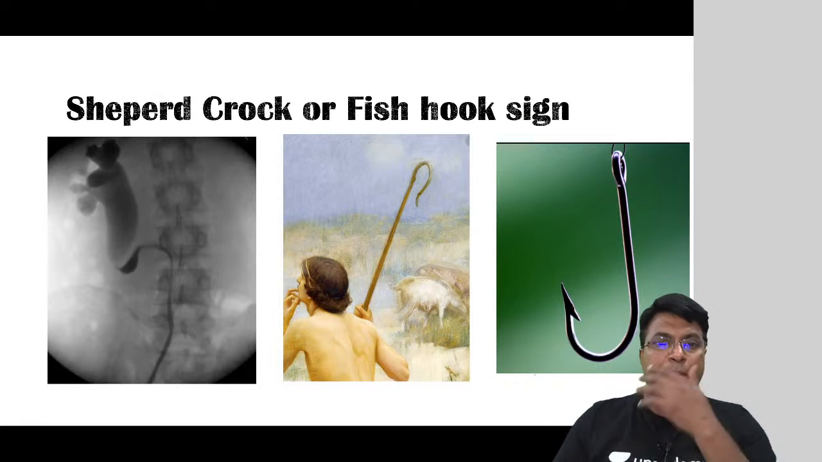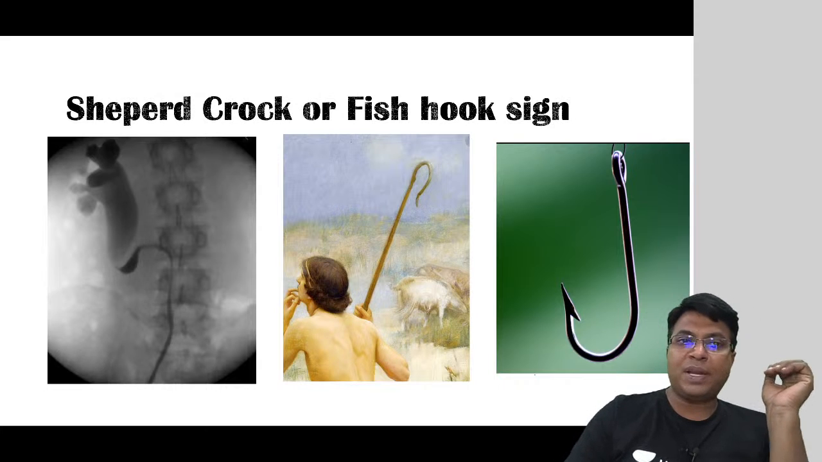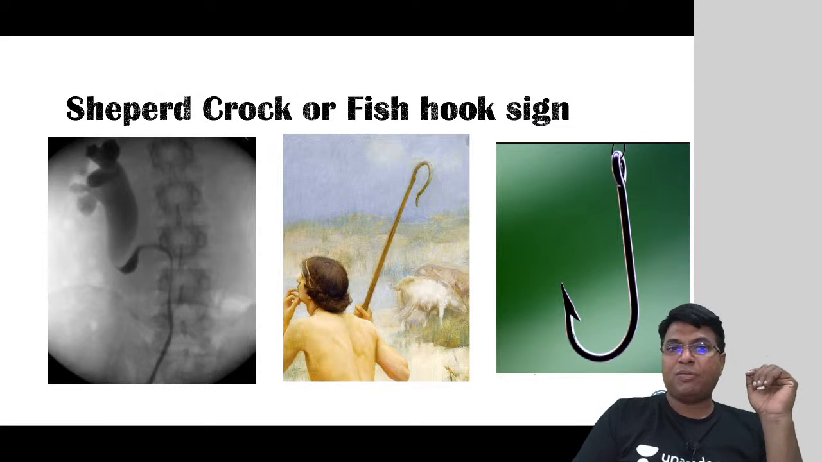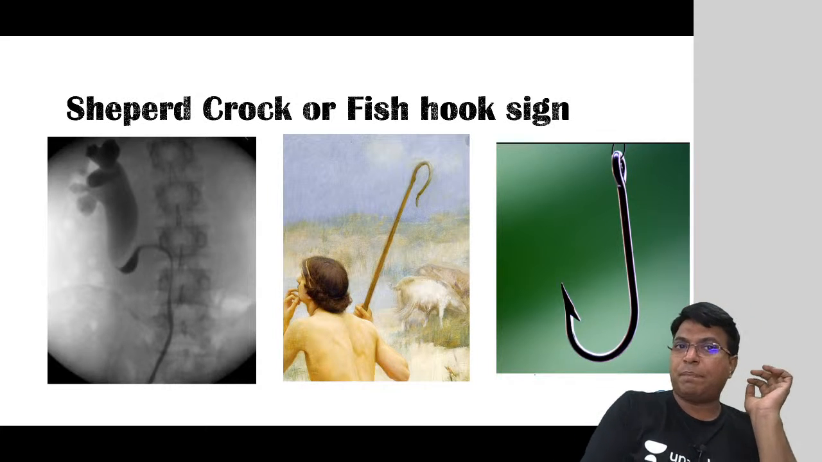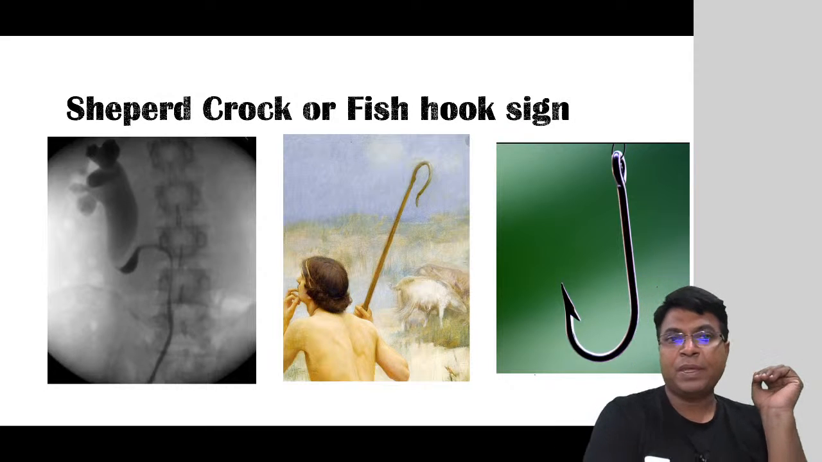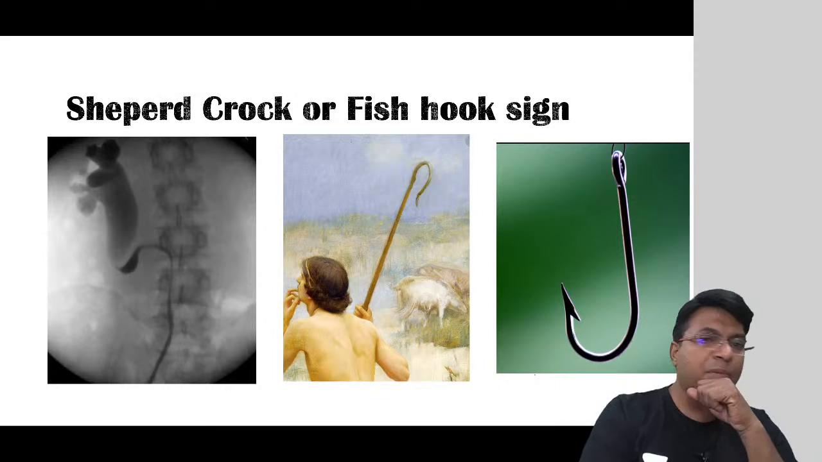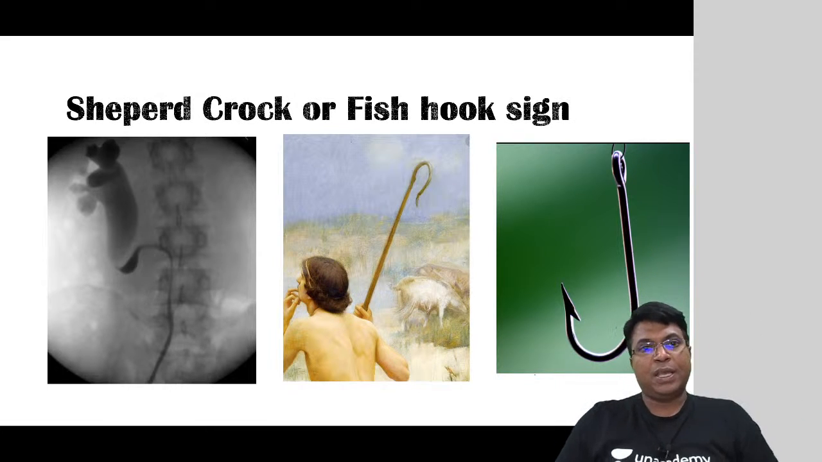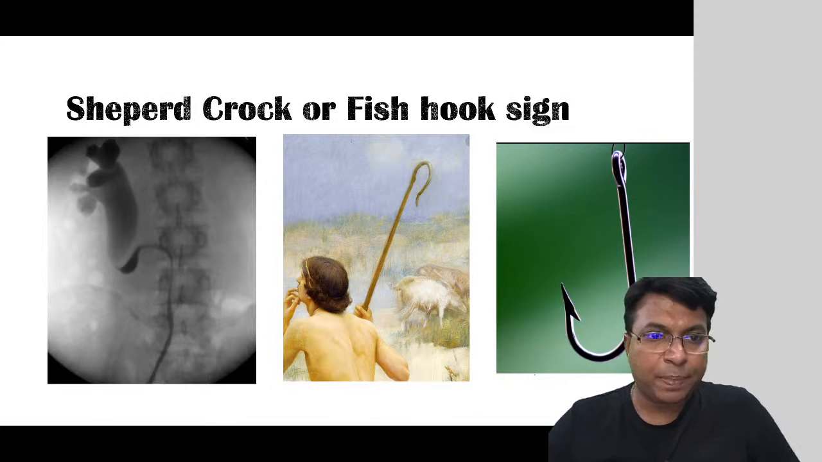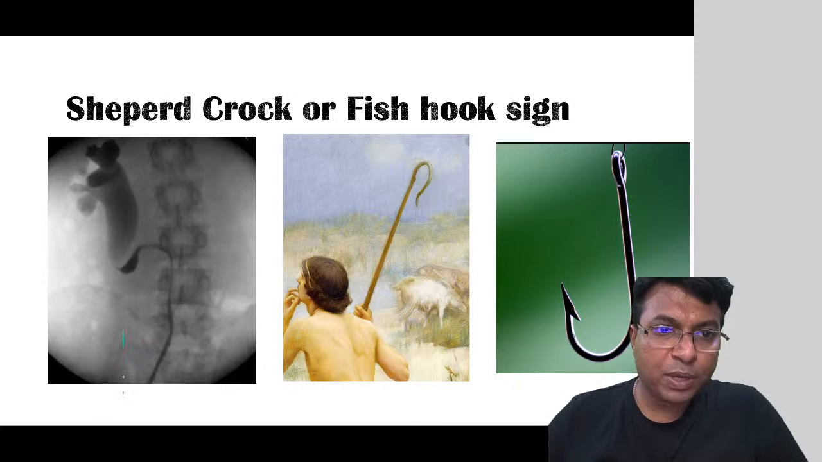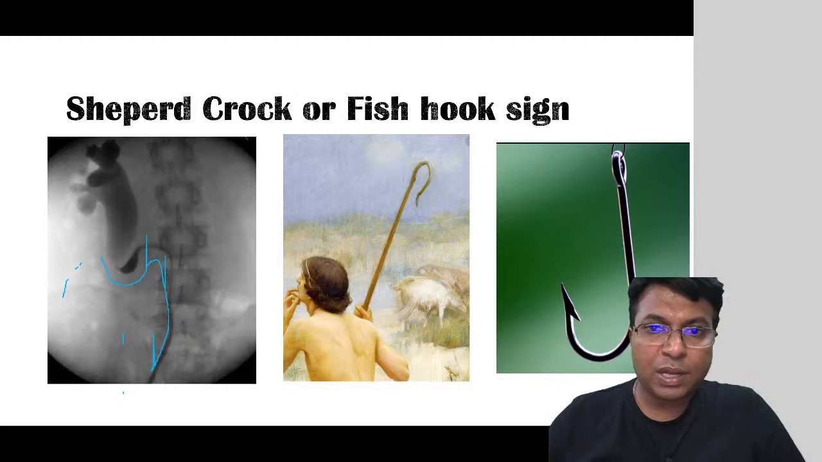So I am showing you some interesting deformity. Many deformities you would have discussed here and there, but one deformity you would not have discussed is the shepherd crook or fish hook sign. So what is this condition? Can somebody tell me where you will get this appearance? You can see the ureter is having a fish hook sign. It looks like a fish hook or a shepherd crook. You can see the shepherd crook very classically shown here.